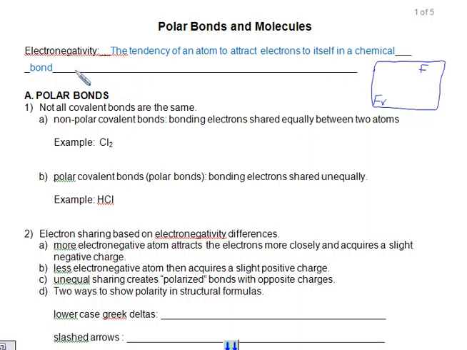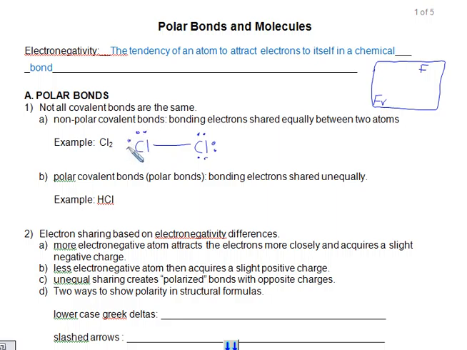So polar bonds are caused by differences in electronegativity between the atoms. So let's take a look at an example here. We have chlorine, and if we have a chlorine molecule, where we have two chlorines bonded together. And I'm extending the bond just so that I can more easily illustrate what's going on with the electrons in the shared bond.